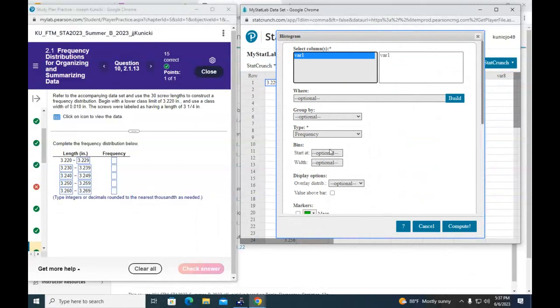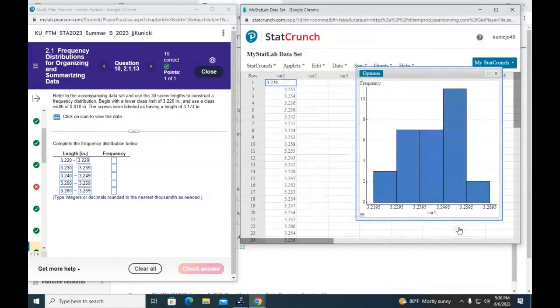Now, variable one, and then my bins. I'm going to start at, once again, it's going to be 3.2195, because the boundary will be 3.2295 between those two. So it's going to be 3.2195, right? 3.2195. And then the width is 0.010. And compute.